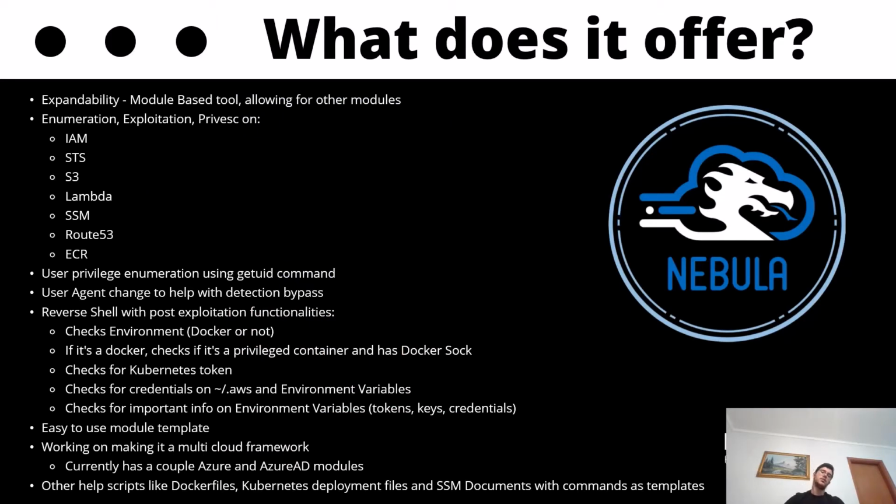As I said, Nebula is an enumeration, exploitation, post-exploitation, privilege escalation tool, and also has the reverse shell that does penetration testing on IAM, STS, S3, Lambda, SSM, Route 53, and ECR. Those are the services that it enumerates right now, or that it checks right now, with other services coming on the way.